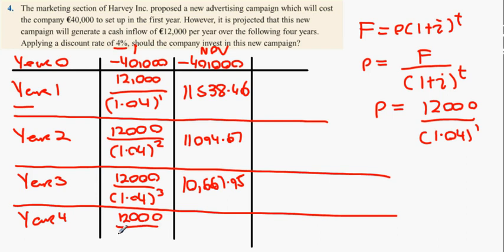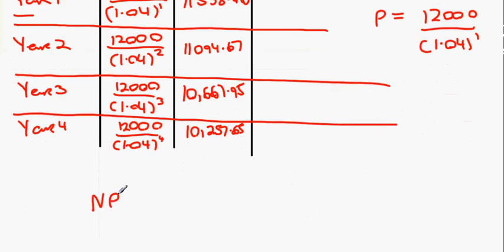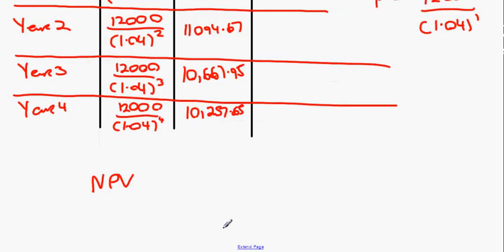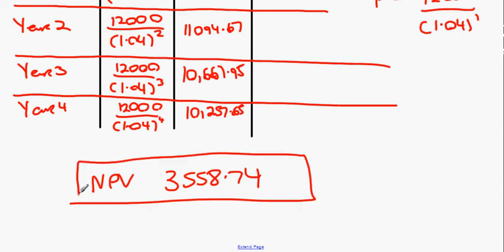And what would it be worth? If you get 12,000 in 4 years' time, what would that value be worth today if you invest it and you get 4% added on each year? It will be worth 10,257.65. Add it all together and find the NPV. The NPV is the 4 of them added together minus your 40,000, and what you're going to get is 3,558.74. And as you see, it's a positive, so it's worth the investment.